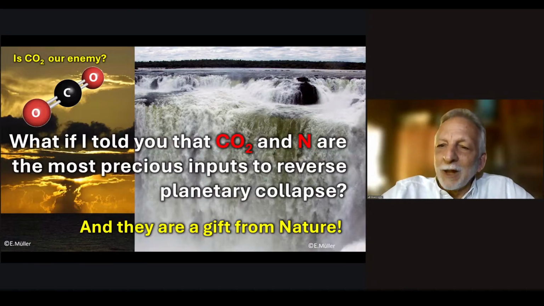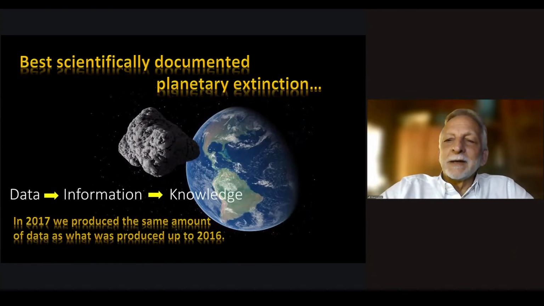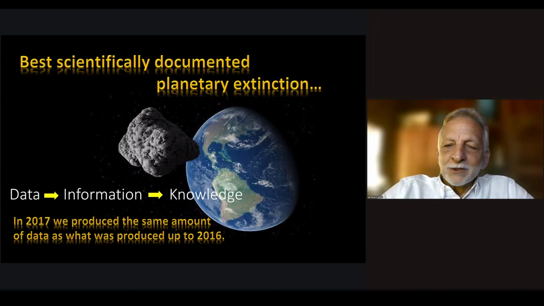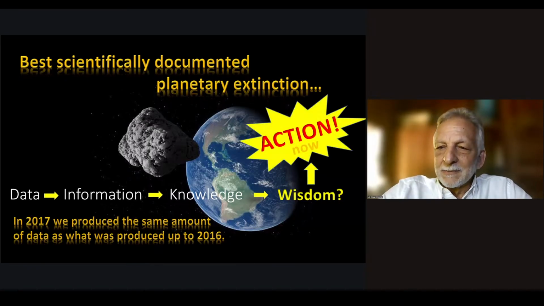Why has it taken so long to change the systems? We are in the best scientifically documented planetary extinction. We know exactly why we're committing collective suicide. We have more data, more information every year than previously. We've forgotten to turn that knowledge into wisdom. Our elders worked with wisdom, and now it's our responsibility to put that wisdom into action. So let's shift the way.